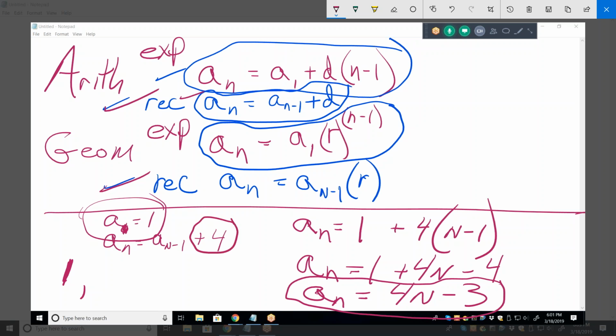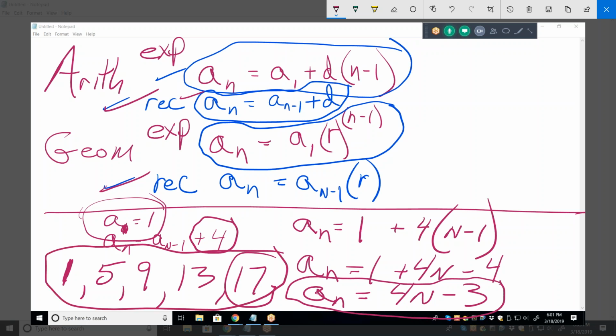There's the common difference right there. It's 5. I was overthinking it. Third term, 9. Fourth term, 13, and 17. There's the first 5 terms.